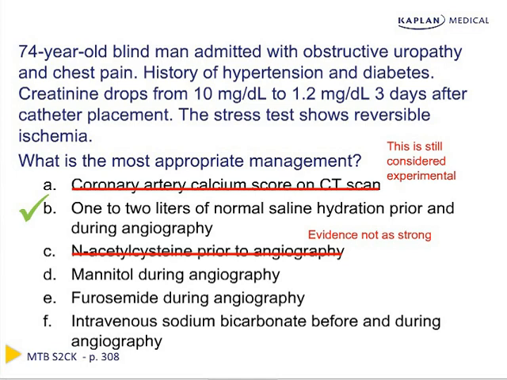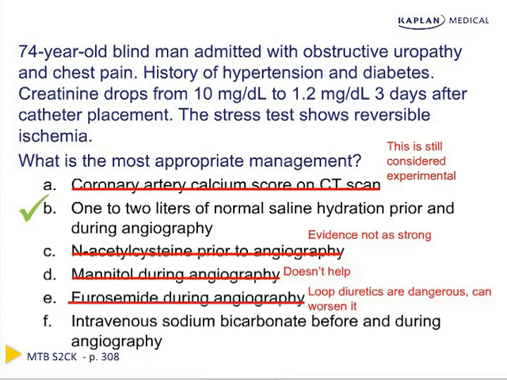N-acetylcysteine is sometimes ordered by doctors for their patients before they go to angiography, but the evidence here isn't as strong. Mannitol really doesn't have any proven benefit. Furosemide actually can worsen the effects of AKI because it leads to dehydration. Sodium bicarb is another thing that sometimes doctors will order in real life, but it's not the correct answer on the USMLE Step 2 because the evidence is not as strong.